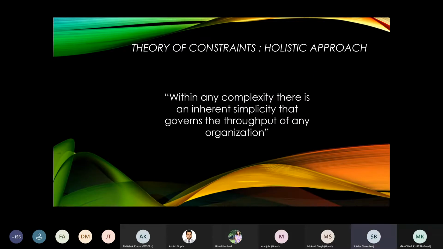So why is theory of constraints a holistic approach? Because what it's looking for within an organization is simplicity. In other words, within any complexity, there is an inherent simplicity that governs the throughput of any organization. And it is this thing which is governing the throughput. In other words, a constraint is what we need to find out and focus on to jump productivity.